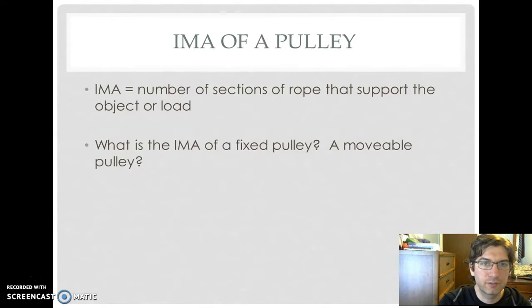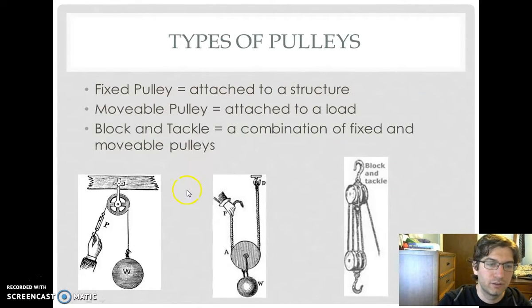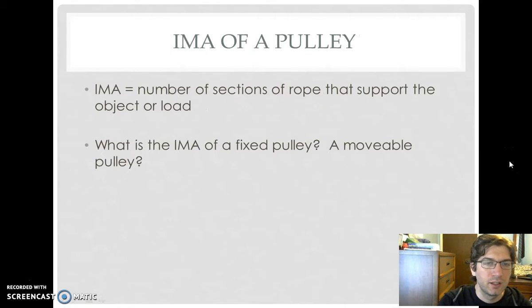So the mechanical advantage of a pulley is really not much math involved to figure it out. It's just the number of sections of rope that support the object or the load. If you have one section of rope that supports your load, then you only have a mechanical advantage of 1. You're not going to change anything. Over here, you have 2 ropes that are supporting your weight, so you are going to get a mechanical advantage of 2 there. So a fixed pulley is only going to be 1, but a movable pulley is going to be 2.